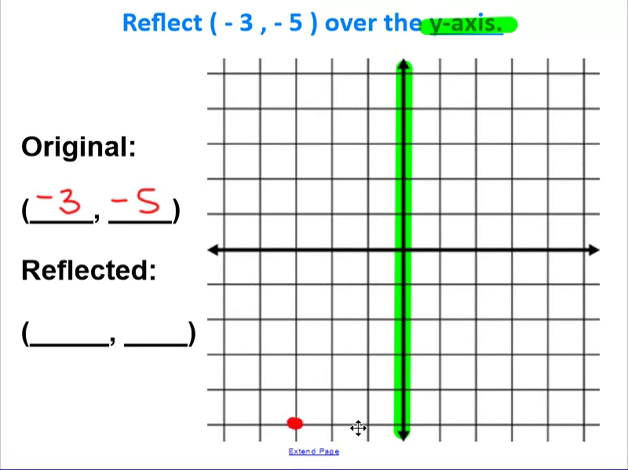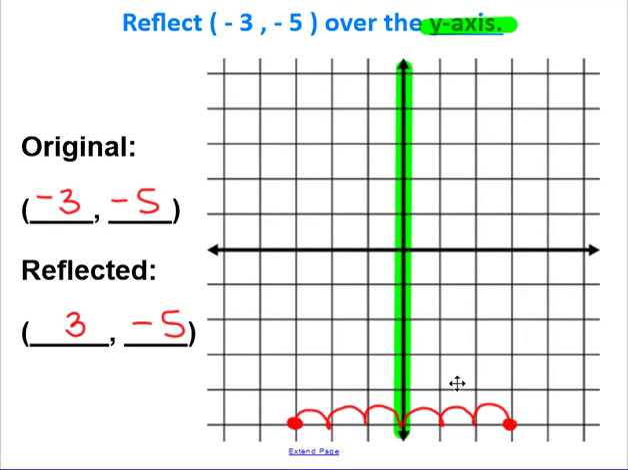Now, the reason why it helps that I've highlighted my axis is I don't have to think in my head, am I going up to the x or over to the y? It's highlighted. It's a visual for me. So now, how many steps to get to that line? 1, 2, 3. Now make a reflection. 1, 2, 3. Put my point there. What's my new point? Well, +3, -5.